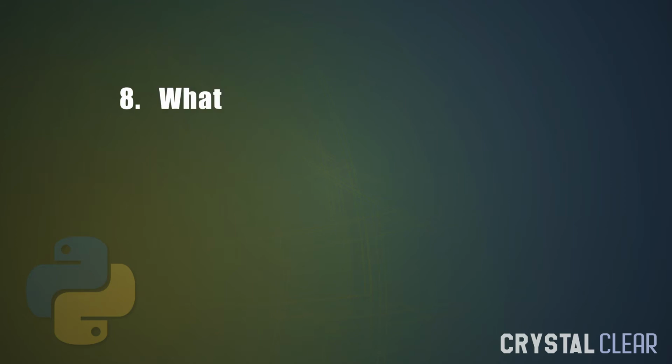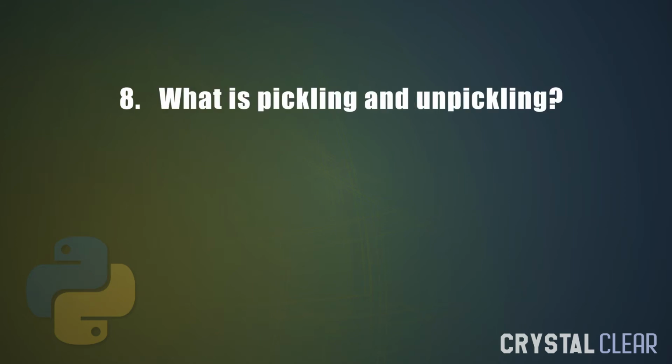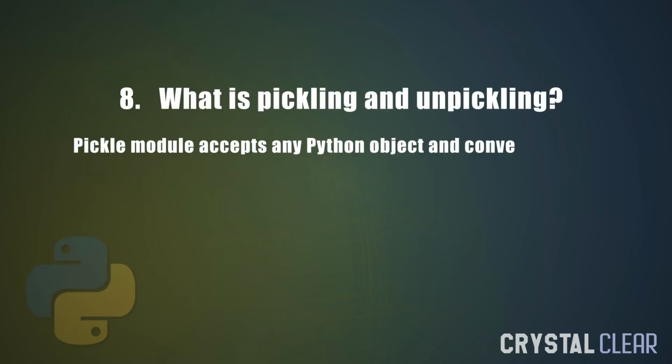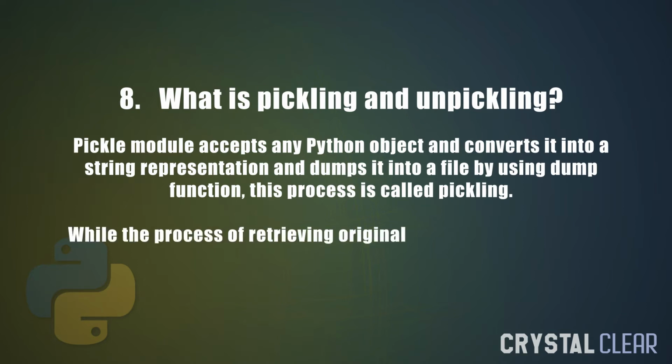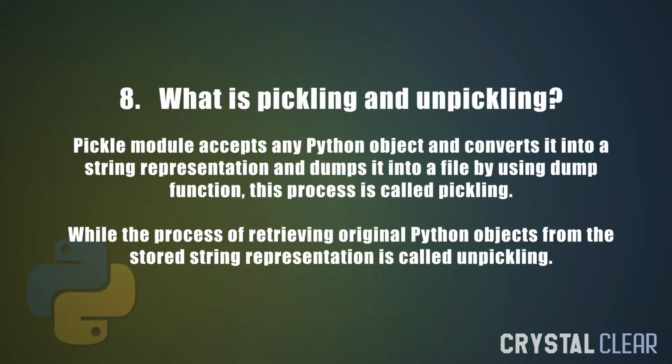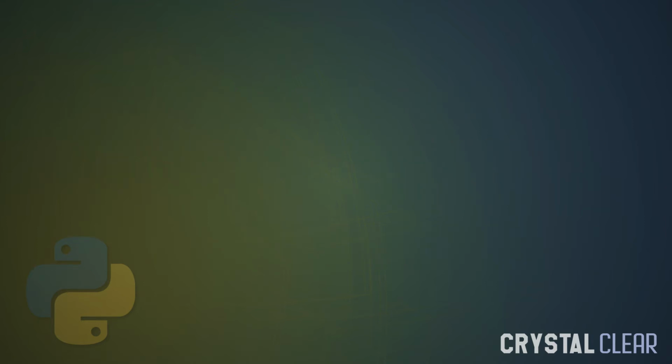Number 8. What is pickling and unpickling? The pickle module accepts any Python object and converts it into a string representation and dumps it into a file by using the dump function. This process is called pickling, while the process of retrieving original Python objects from the stored string representation is called unpickling.